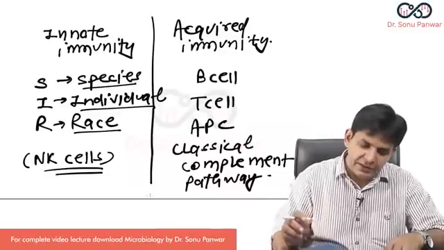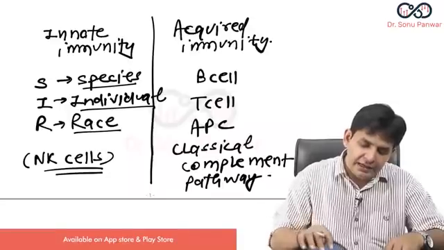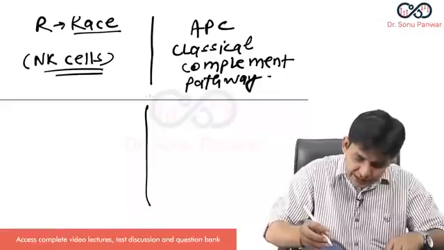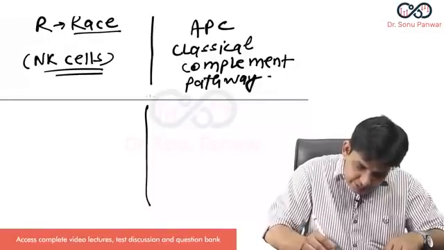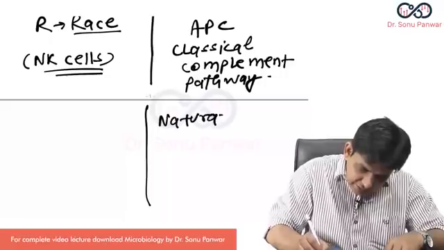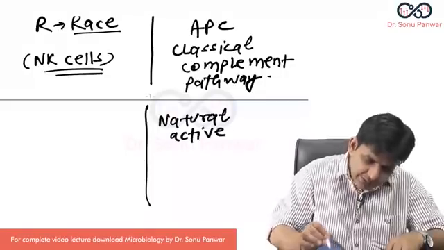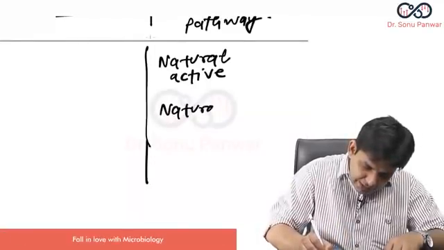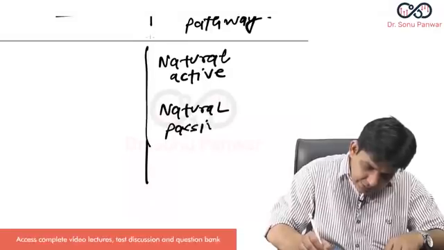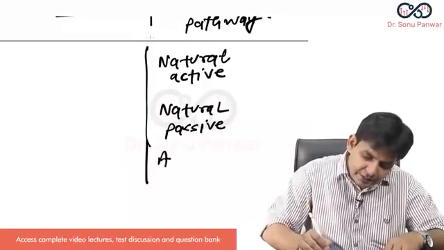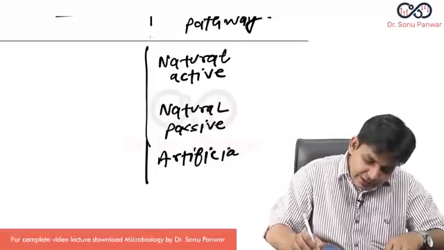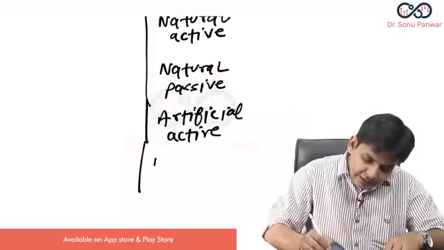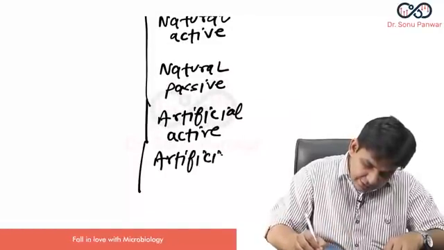Is it fine? So remember this thing also, guys. In innate immunity and acquired immunity, the question which is coming up again and again is this one: what is the example of natural active immunity in this acquired stuff I am talking about? What is the example of natural passive immunity? And what is the example of artificial active, and what is the example of artificial passive immunity?